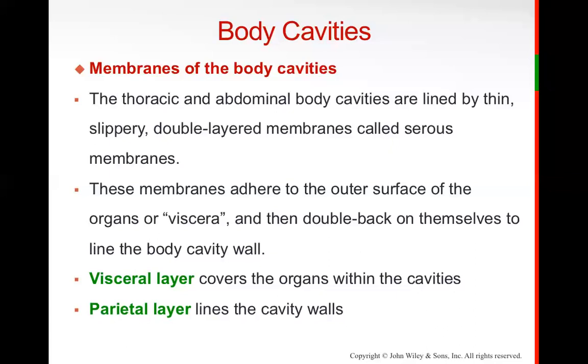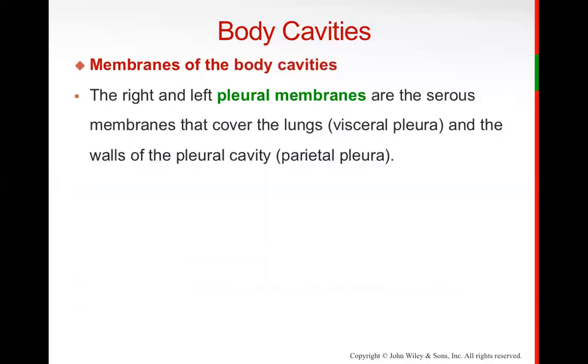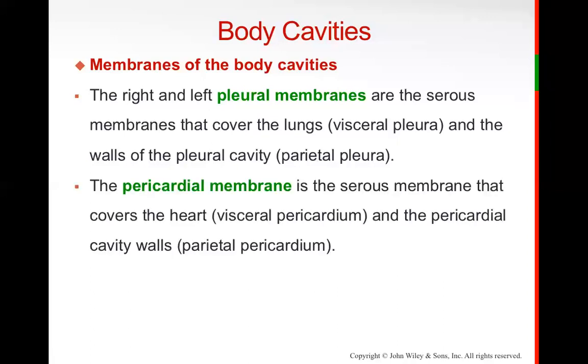Now, they have particular names, and I know I already used this, pleural. These are the serous membranes that are surrounding the lungs, okay? So the side that is touching the lungs is called the visceral pleura, and the one touching the cavity wall of the pleural cavity is the parietal pleura, okay? Now, the pericardial, same thing. So you have the visceral pericardium, okay, so that's the pericardial serous membrane.